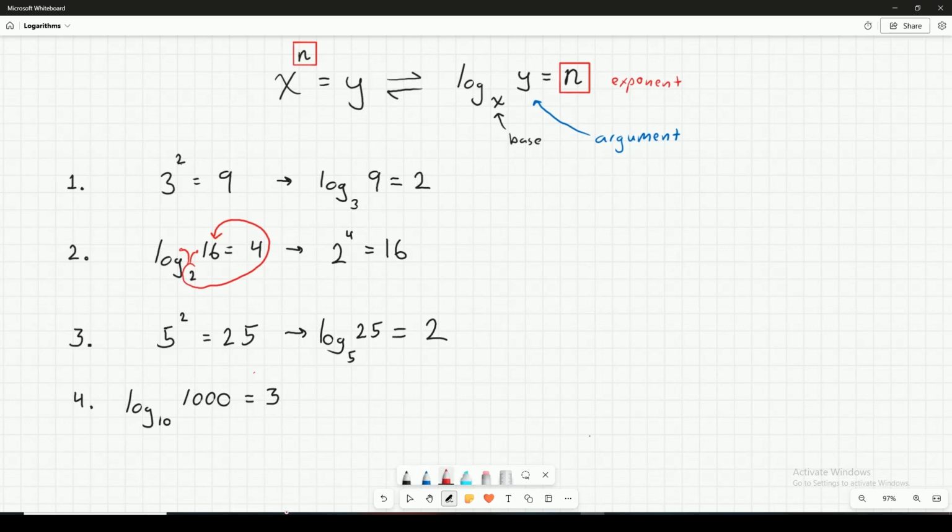And let's do the snail method for this one to rewrite it. 10 to the power of 3 is 1000. Pretty cool, huh? And we'll stop there for now.